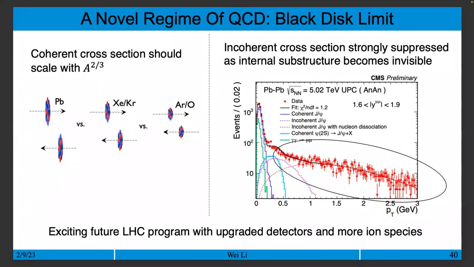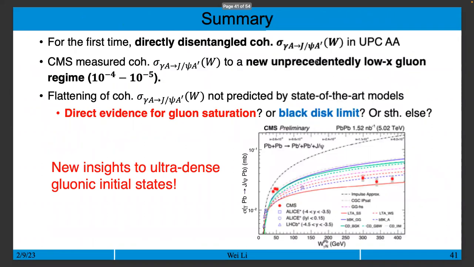And I want to say one thing we can do in the future: if this comes from the black disk limit, then lighter ions will be useful because we expect the cross section will scale with A to the 2/3. So in that sense, that certainly supports running lighter ions. And also the incoherent cross section should be strongly suppressed as you go to lower x because the system becomes smooth. So this tail we have not measured yet. I will stop here.